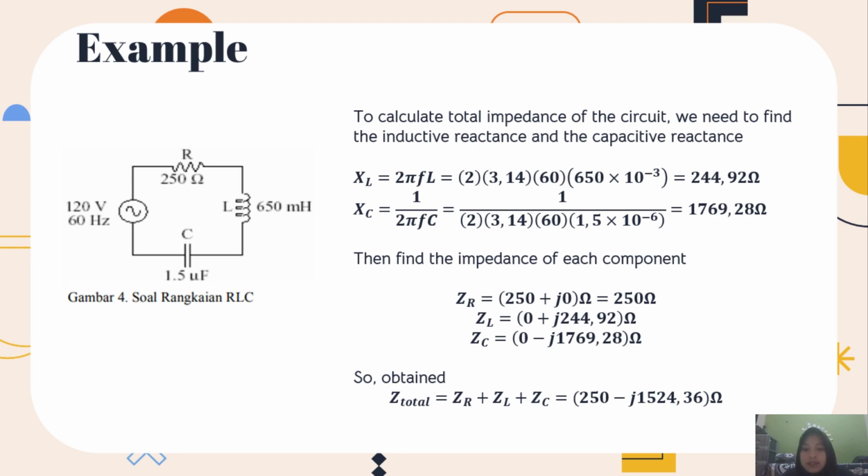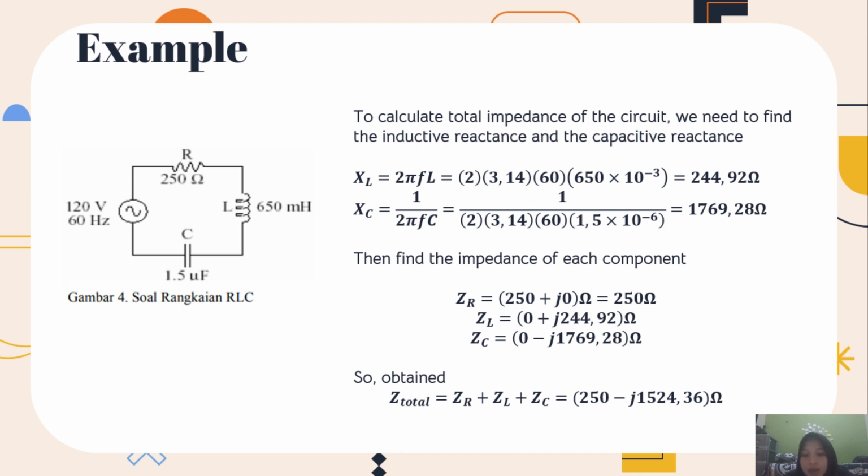To calculate the total impedance of the circuit, we need to find the inductive reactance, or XL, and the capacitive reactance, or XC. For XL, or inductive reactance, we use the formula 2πfL, and we get the result 244.92 ohm. And for XC, or capacitive reactance, we use the formula 1 over 2πfC, which is equal to 1769.28 ohm.